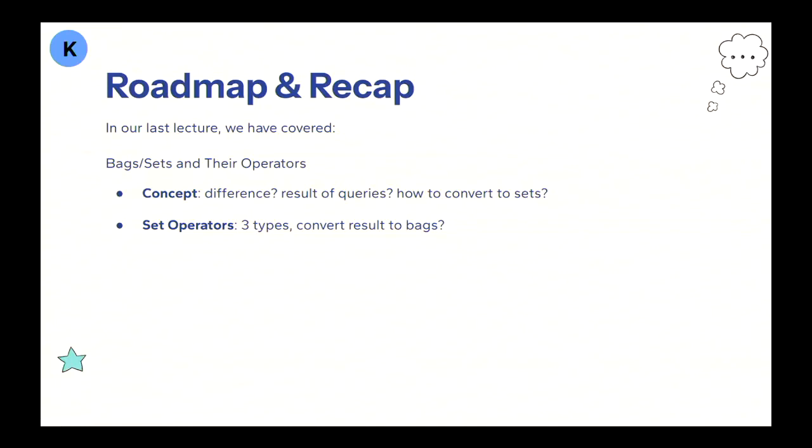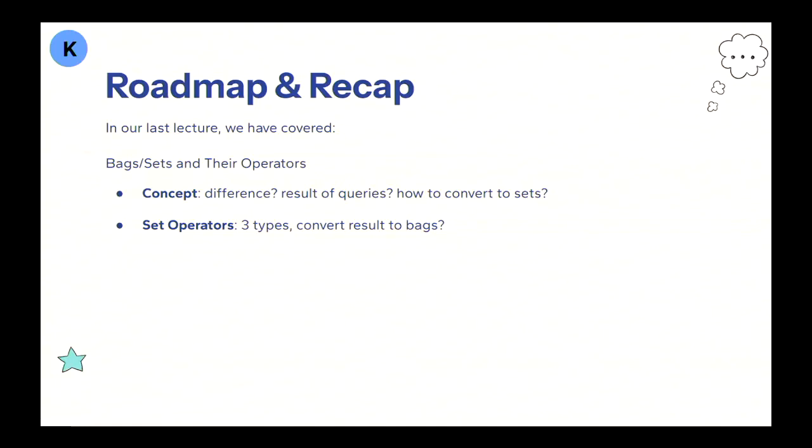So what are the differences between these three operators? For union and intersect, it is equivalent to the mathematical operator. So when you do set operations in math, the result will be the same. And for except, the order matters.